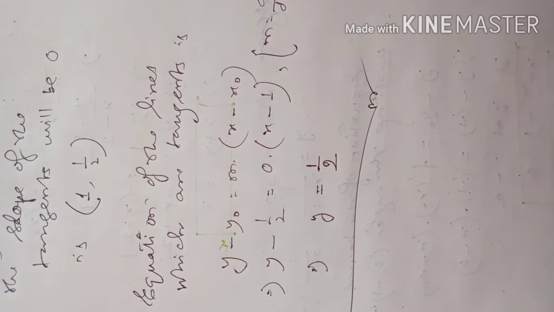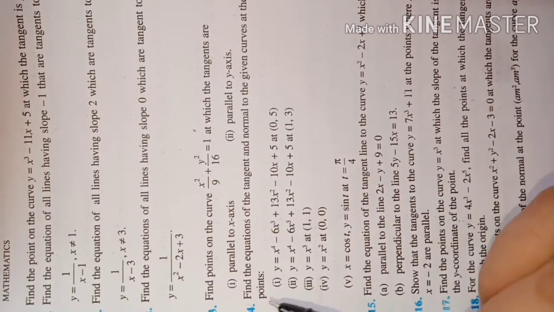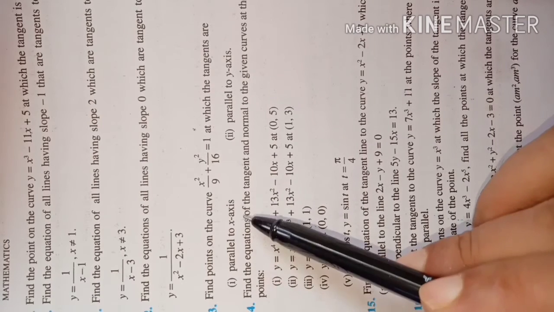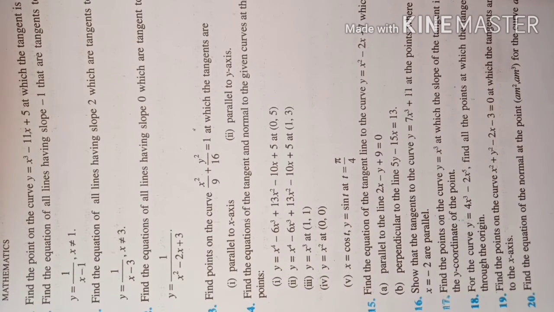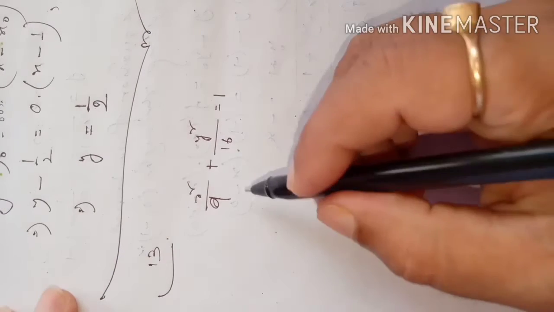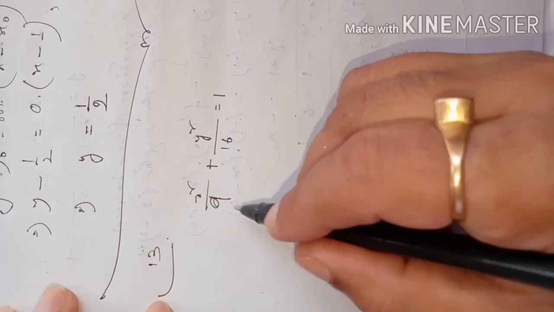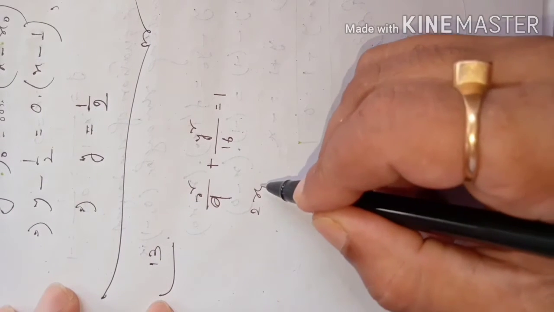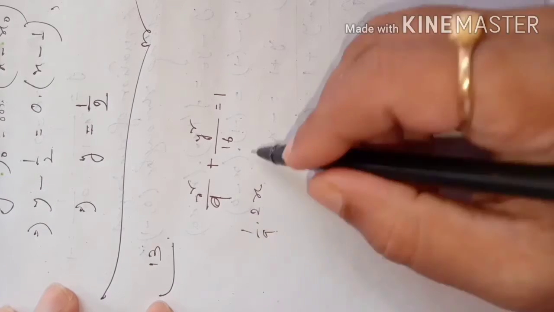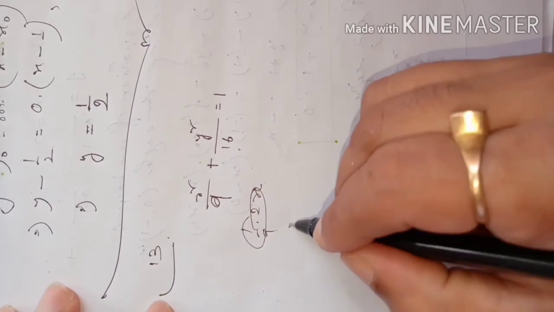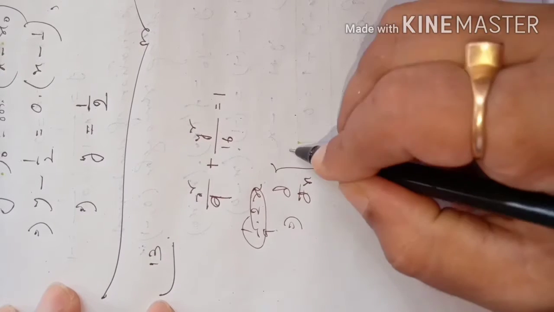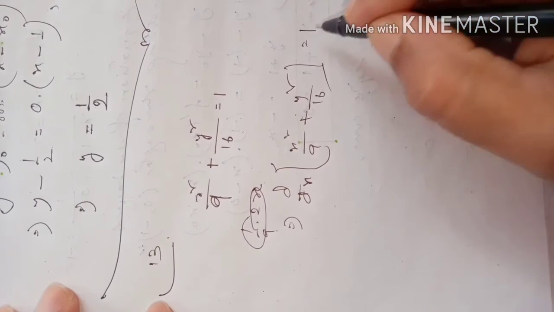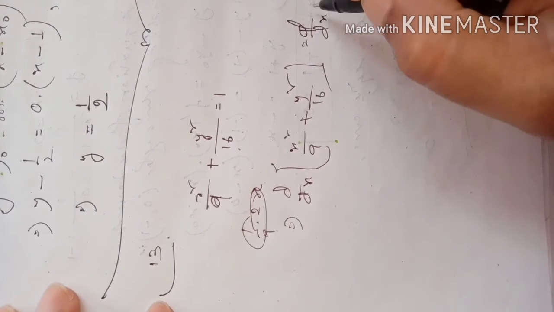Okay, dear students. Look at the next question, question number 13. Find points on this curve at which the tangents are parallel to x-axis. If the tangents are parallel to x-axis, let's find out the slope of this curve. I am taking the derivative, d/dx of x square by 9 plus y square by 16 is equal to 1, d/dx of 1.